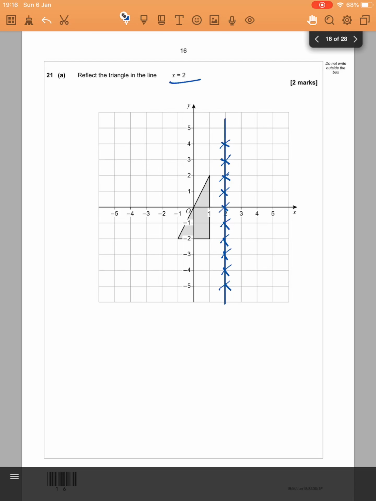So for example, this point here is currently 1 square to the left of the line. If you reflect it, it will now be 1 square to the right of the line. There we go. So that'll be that point. You can move the other points and you can draw your reflection.